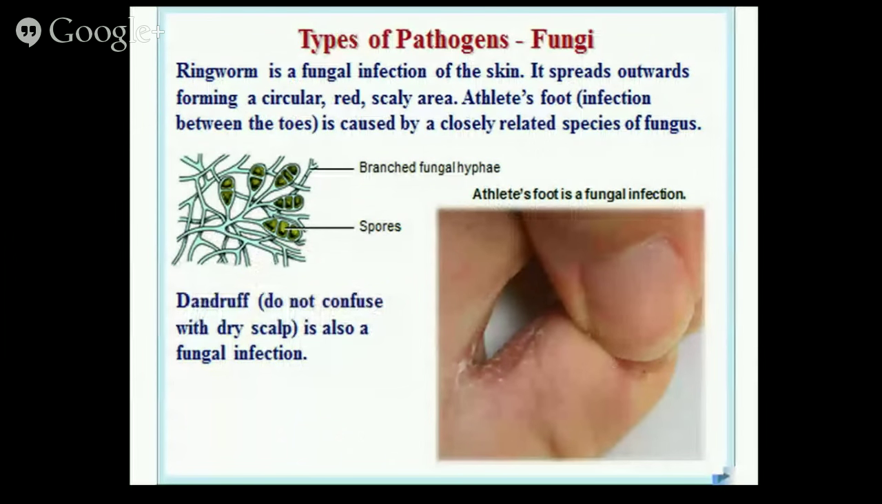Fungi. Now, generally, fungi are infections that affect your skin on the outside. So things like athlete's foot, things like ringworm is another one.